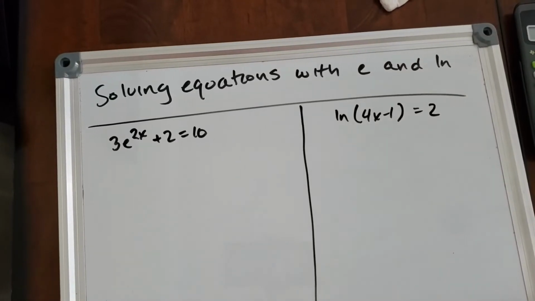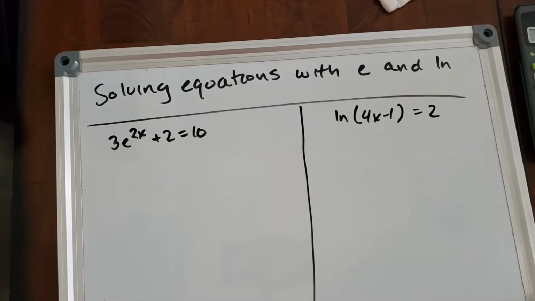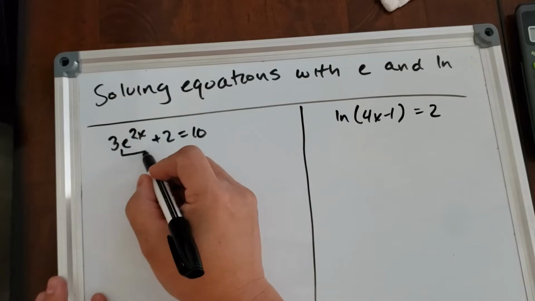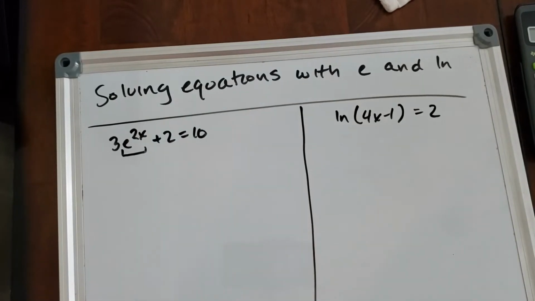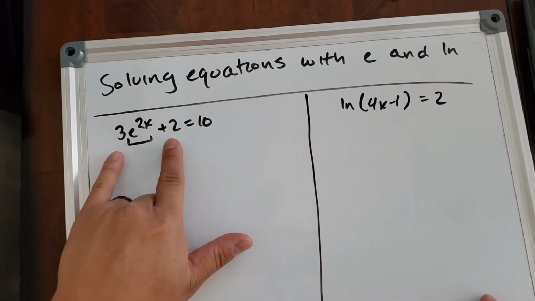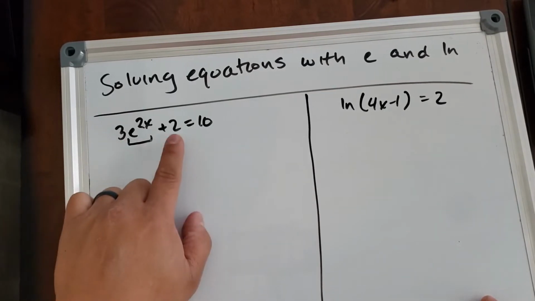Okay, what we're going to be doing today is solving equations with e's and ln's, okay? So I look at this equation here, and this is the part I want us to focus on, this e to the 2x. E and whatever is in its exponent counts as one thing. So the 3 and the plus 2 are outside of that. So we have to move those first. So I have to move this 3 and this plus 2.